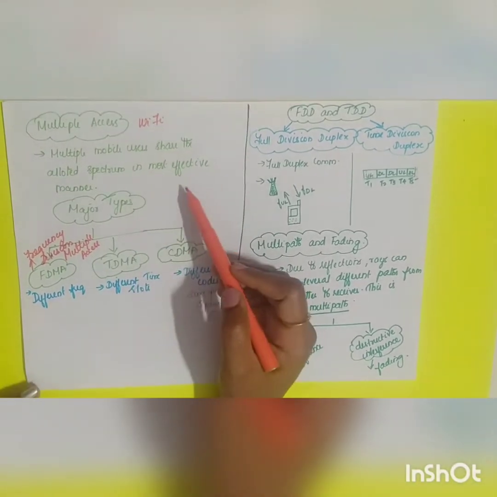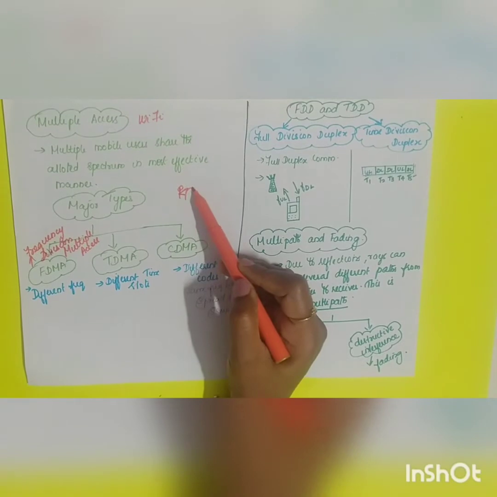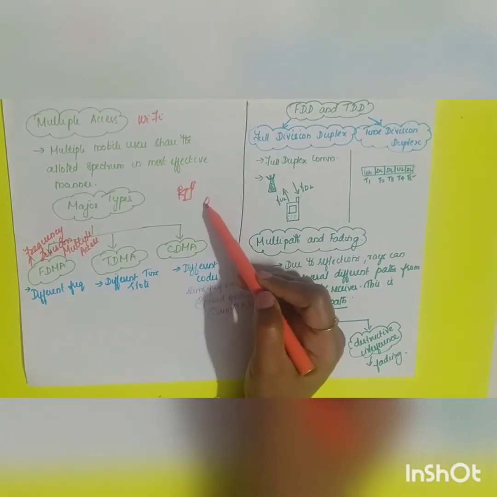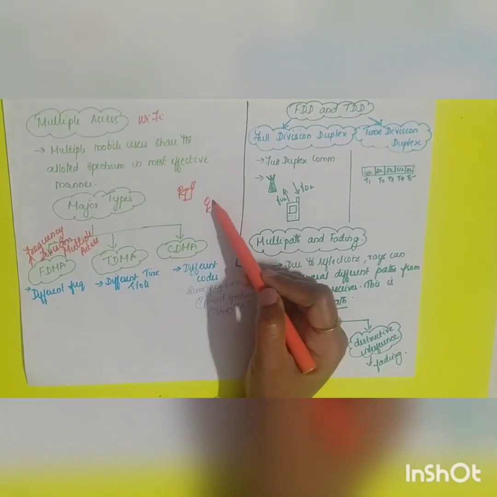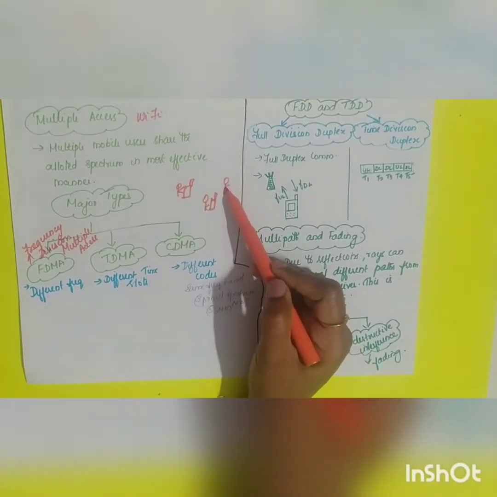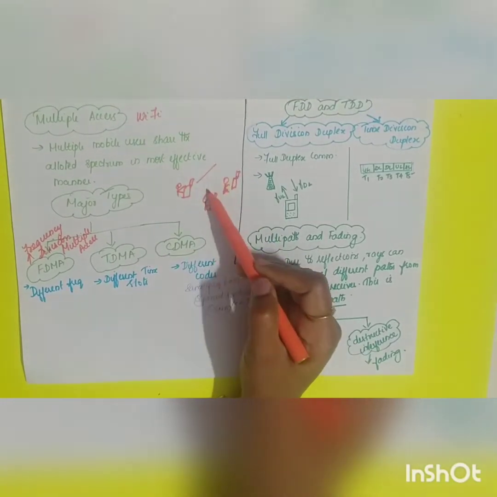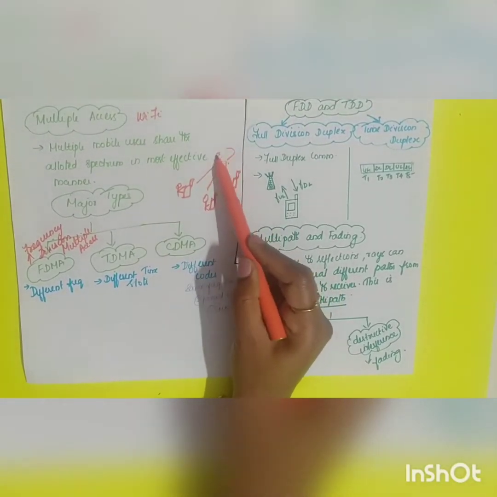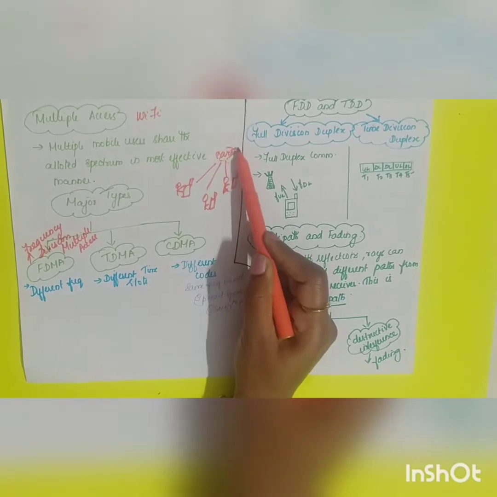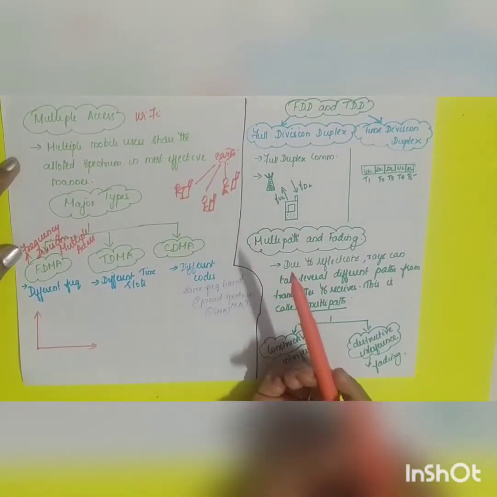So what is meant by multiple access? Different users. If this is one user with a mobile phone, similarly this is the second user with the mobile phone, third user with the mobile phone, all can access the same Wi-Fi. So different users share the common internet. That is one of the examples.